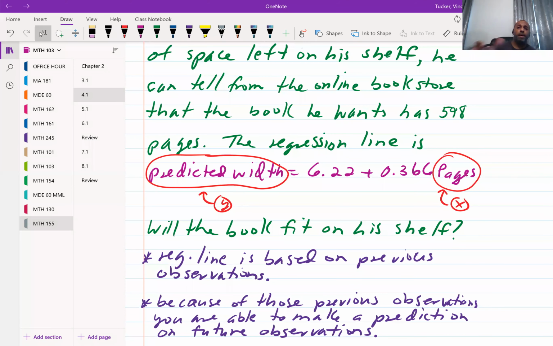So what ended up happening, he had a whole bunch of books on the shelf. He used those books and the information from those books. In other words, he took the pages and compared the width for each one of those books, compared pages to width, and he got this equation. We'll talk about how we'll be able to calculate that equation in a few. Now what we can do is take the pages from the book that we know that we want to purchase, plug it into this equation and predict how thick the book would be. And so that's what the regression line is used for.